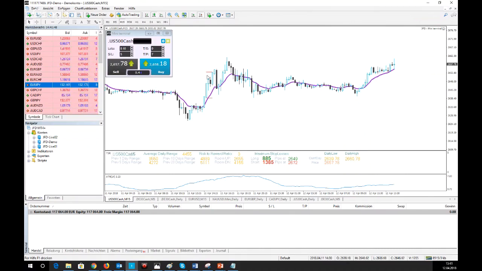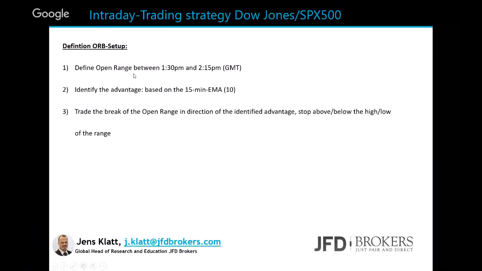And yeah, so in fact, you can already see here, I'm making things a little easier in the MetaTrader itself. You can work with something we call a breakout indicator. The breakout indicator shows you two thin red lines, which are highlighting, in this case here, the open range between 1:30 and 2:15 p.m.